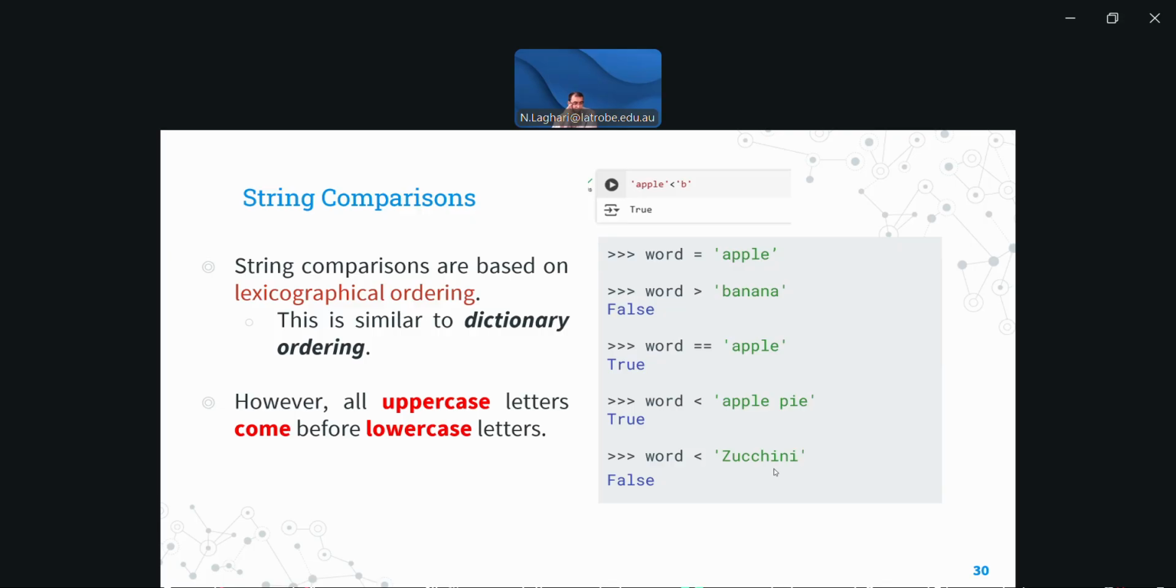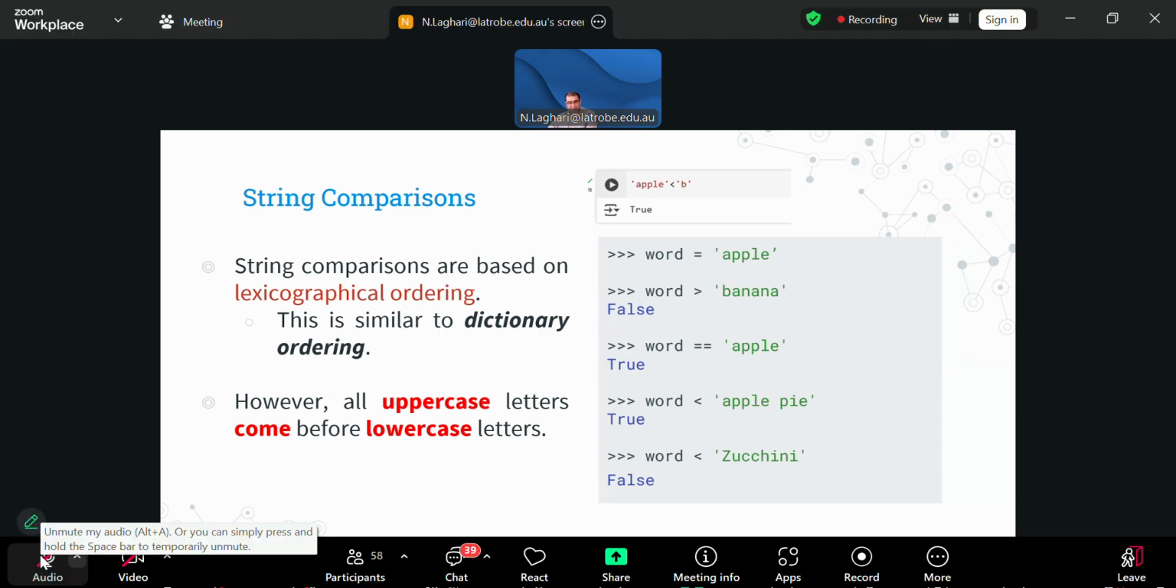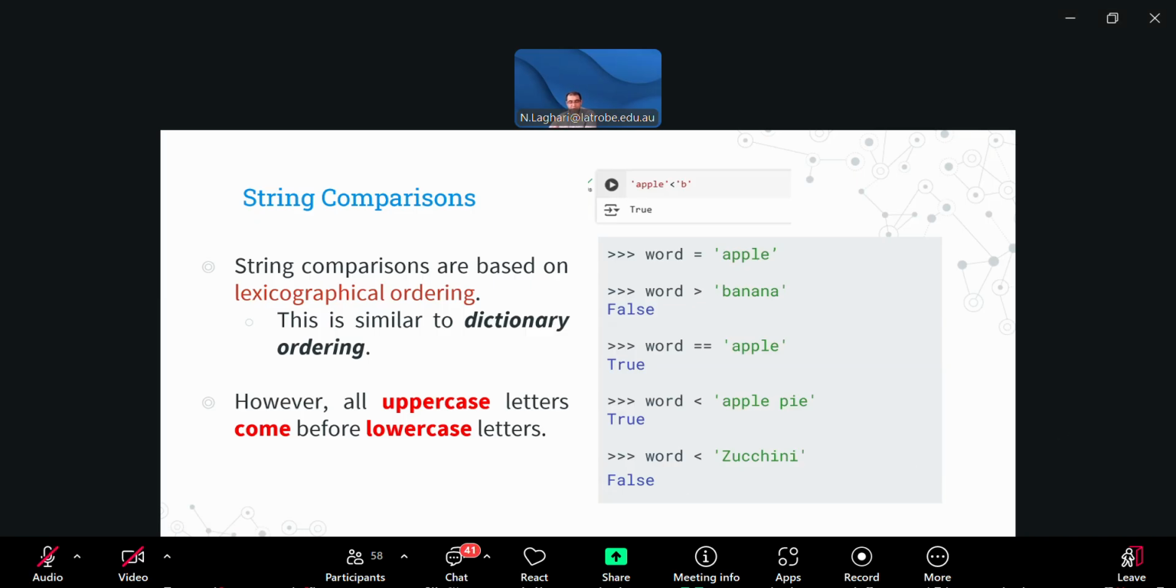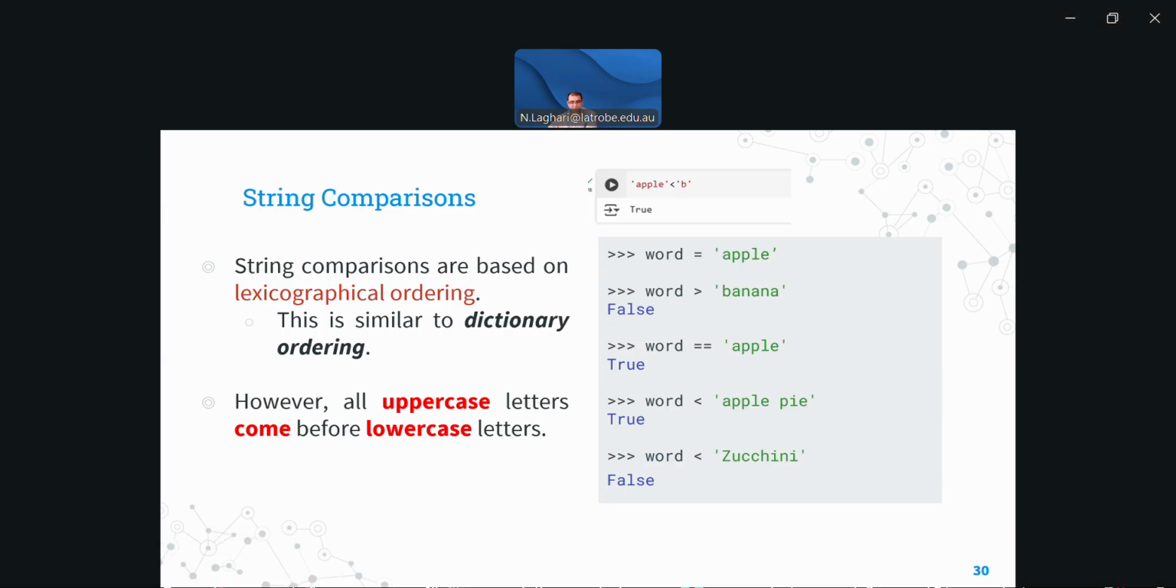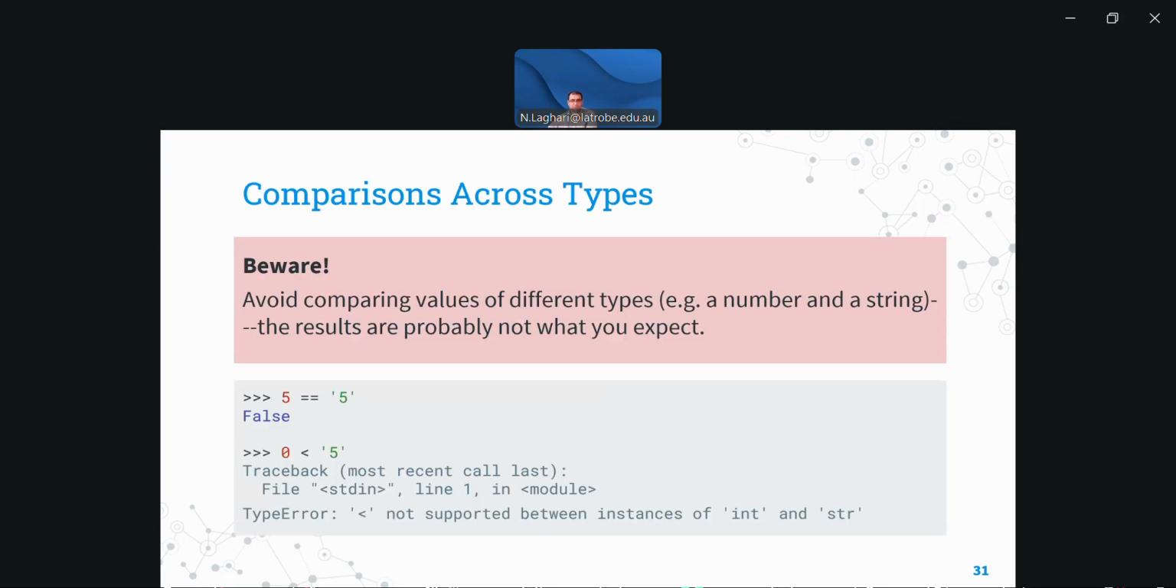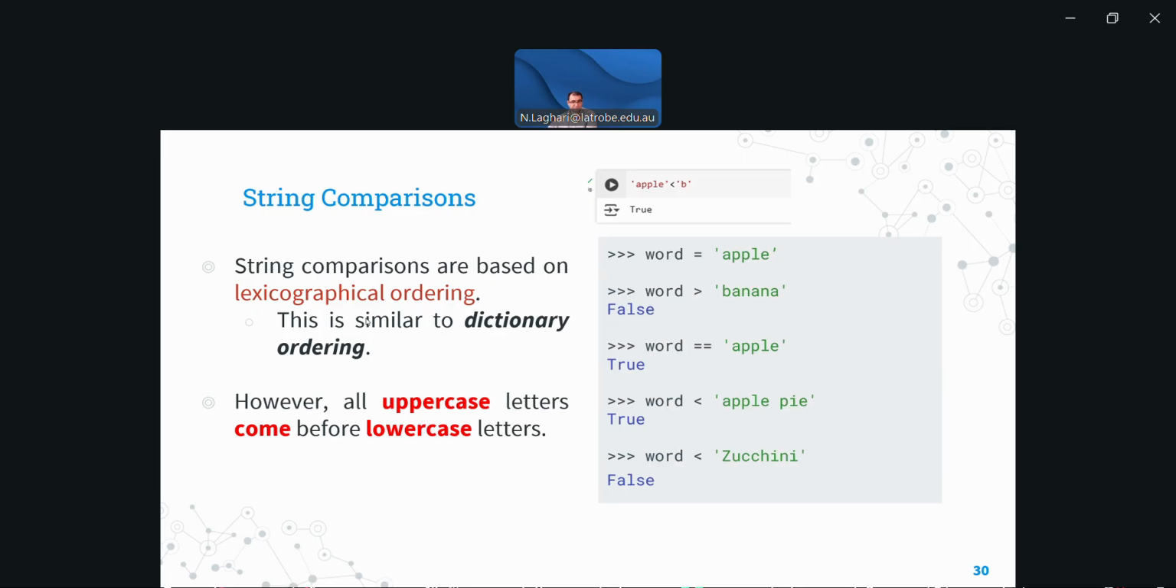But now, why is it that the word zucchini, though Z is the last letter, gives false in that case? Is this uppercase? It is uppercase, because all the uppercase letters appear before the lowercase letters. It takes precedence. So that is the lexicographical ordering that follows in that case.